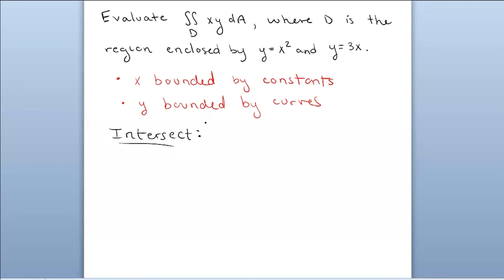Well, what does that really mean? Well, I'm going to set y equal to y, meaning I want their value to be the same at these points. And so if y is set equal to y, that means I'm setting my two curves equal to each other. I have x squared equal to 3x. Then I'm going to go ahead and solve for x. So I have x squared minus 3x equal to 0. I'm going to pull an x out here. I have x times (x minus 3).